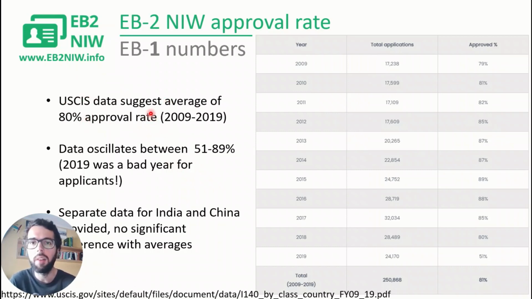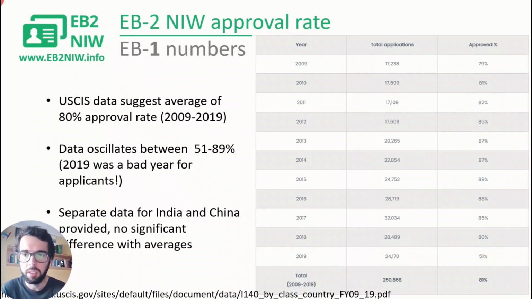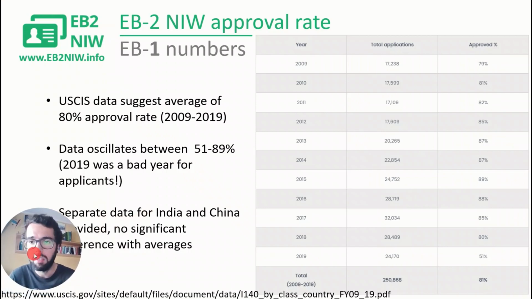You can see that here the average is lower, is 80% for that same decade of data. The data does oscillate much more. It fluctuates between 51 and 89%, but mostly because there's a year here, 2019, that I'm not really sure what happened, but the numbers are way lower than everything else. So for the purpose of the data, I would probably not look that much into this. If somebody knows what happened that year, you can write in the comments below and let me know if something special happened that year. Again, there's separate data for India and China, but there's no significant difference, so I'm not showing it here, just for your information.